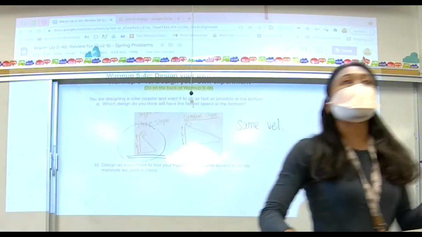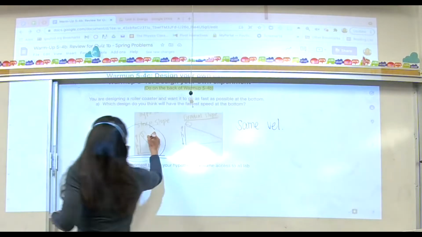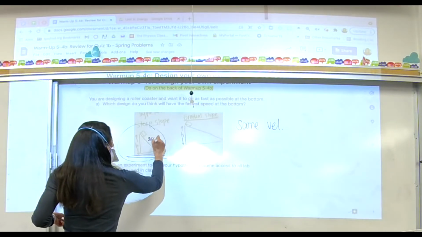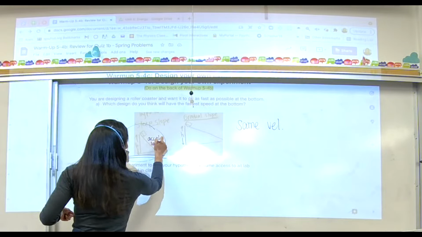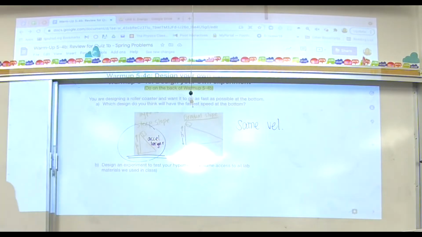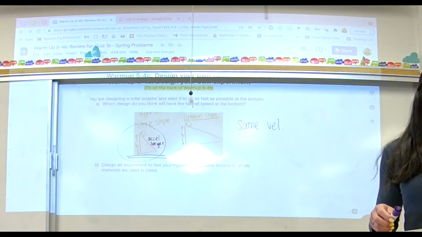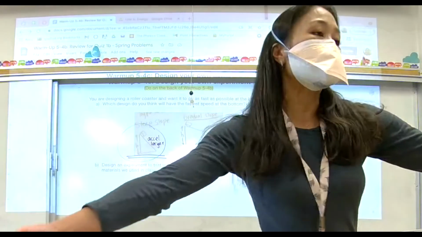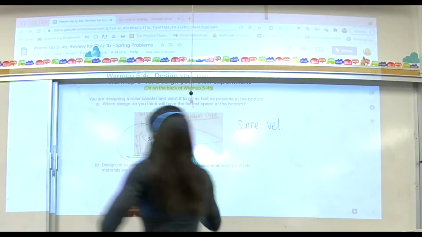It does accelerate faster. So the acceleration is faster or larger. Faster is usually associated with speed. But it has a shorter distance to travel. This one for sure is going to accelerate pretty slowly, but look at how much longer this ramp is versus this ramp, right? So again, a common misconception.